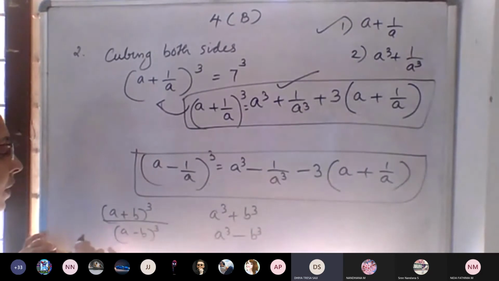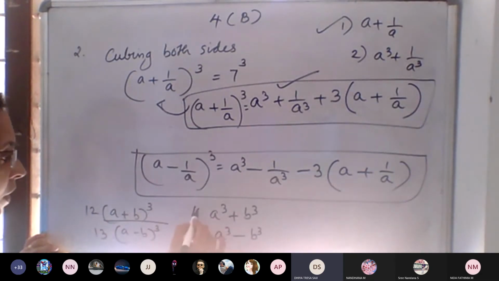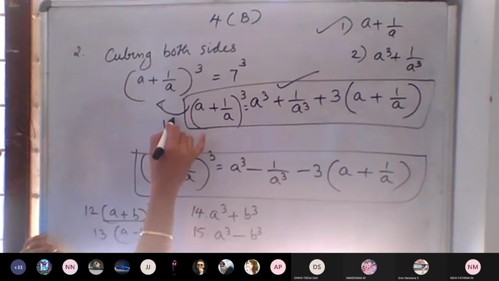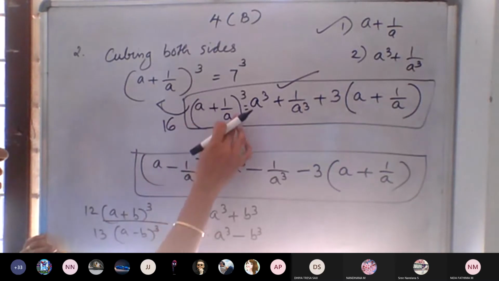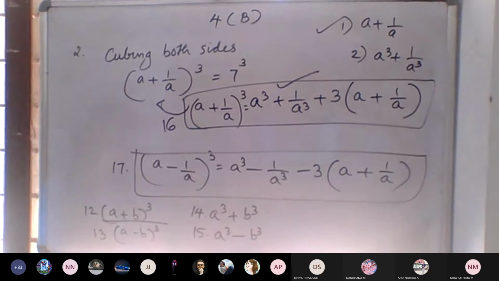(a plus b) whole cube is 12th and 13th is (a minus b) whole cube. Then a cube plus b cube is 14. We have written that, no? Yes, ma'am. So 14th, then a cube minus b cube is the 15th formula. Then mark 16: (a plus 1 by a) whole cube. Then this one 17: (a minus 1 by a) whole cube.